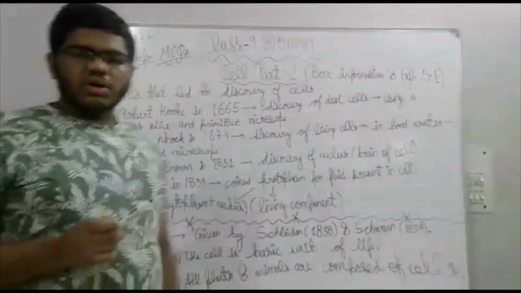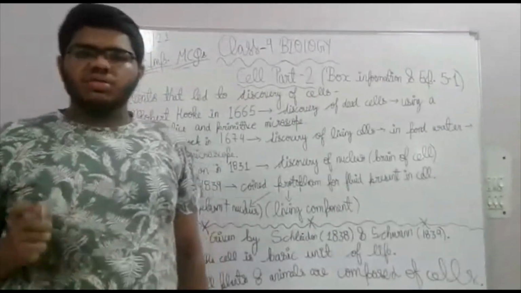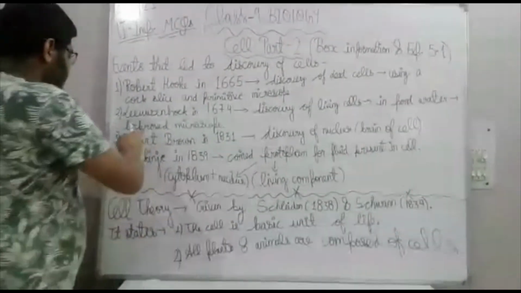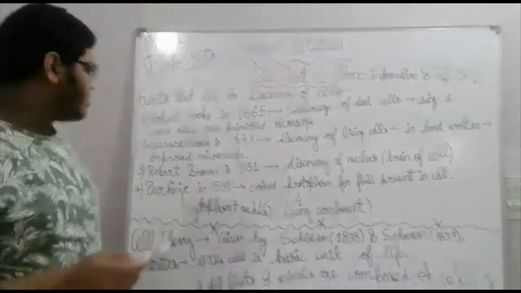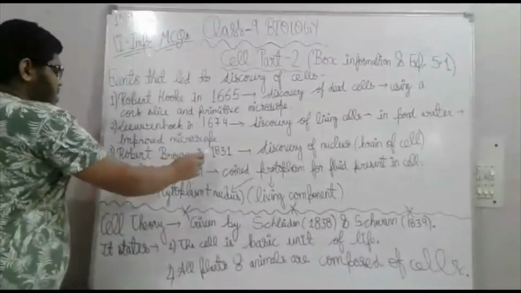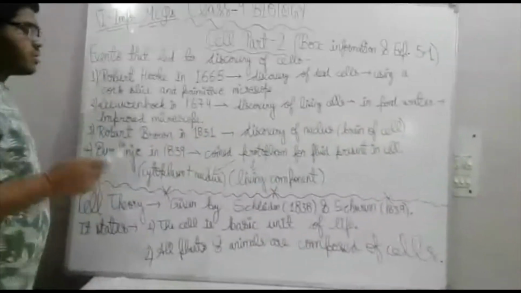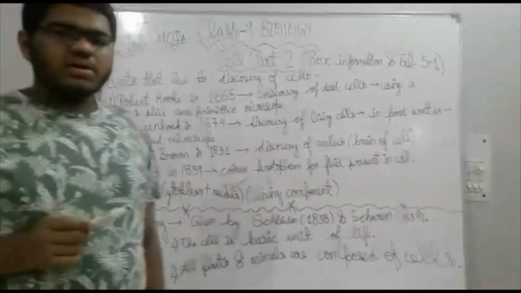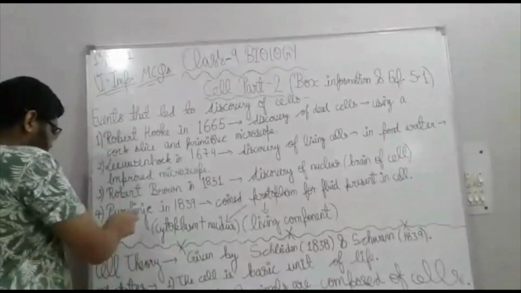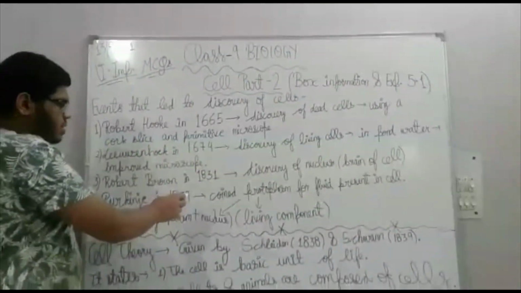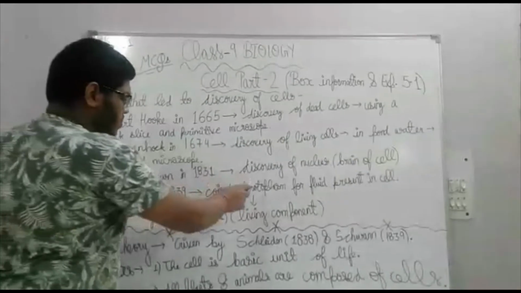Now, the third event that led to the discovery of cells was the discovery of the nucleus, which is the brain of the cell, by Robert Brown in 1831. The fourth and last event which led to the discovery of the cell was by Purkinje. In 1839, he coined the term protoplasm.